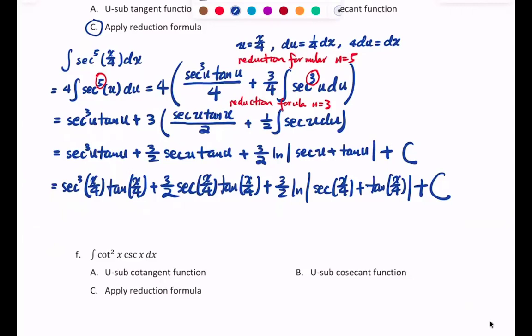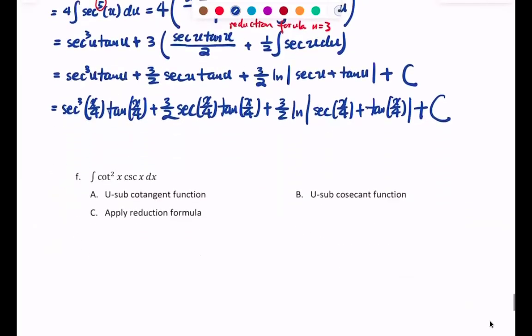Cotangent squared, what's that trigonometry related to cosecant? Yeah. That's the only thing you can try. u-substitution at this point doesn't work. But you're asked to integrate. And that's the only thing that's familiar, cotangent squared. Okay, so cotangent squared is what? Cosecant squared minus one.